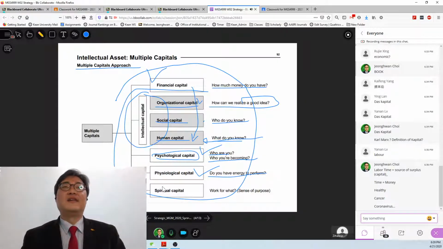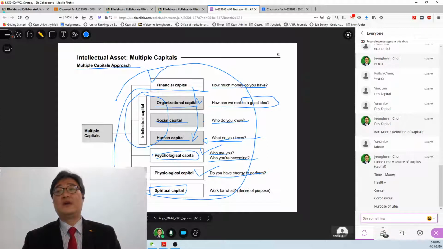That's it. And then there is another level, the spiritual capital. Spiritual capital is related to your goal or the mission of your life. Work for what? Why do you want to work? What is the purpose of life? According to your purpose of life, maybe your financial capital is meaningless, or your social capital is meaningful or meaningless. It depends on your spiritual capital.